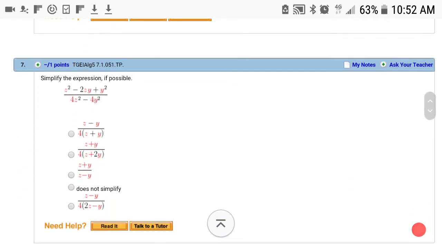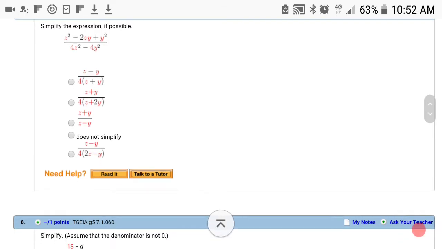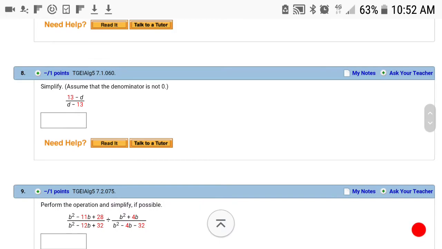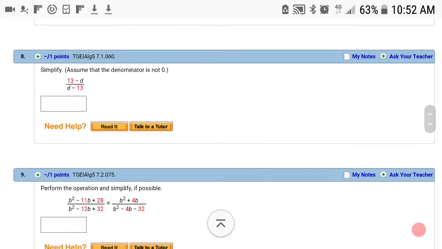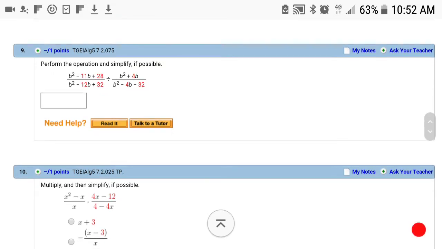In Chapter 7, we do these rational expressions, which are basically fractions with polynomials in them. So mostly it's factoring and canceling, right? So factor and cancel whenever you can. These ones where you have opposites, like number 8, 13 minus d over d minus 13, those reduce to be -1. And you can see how that is in your textbook. Or you can email me and I'll elaborate on that.